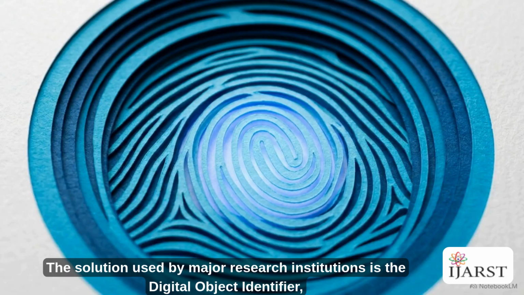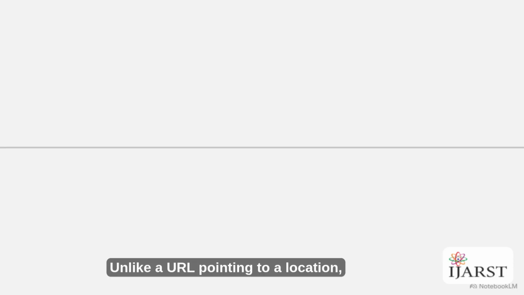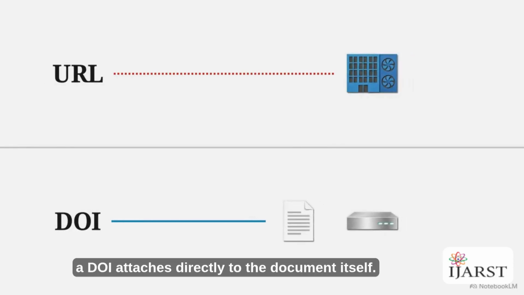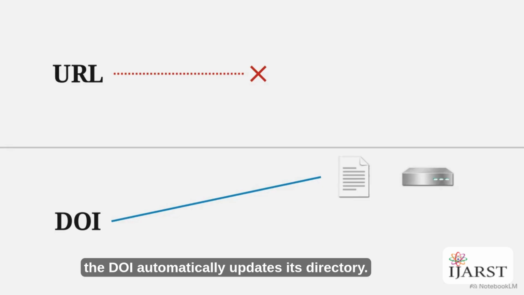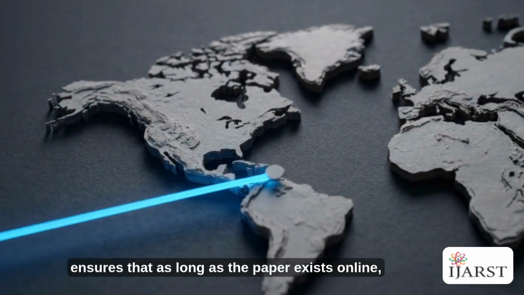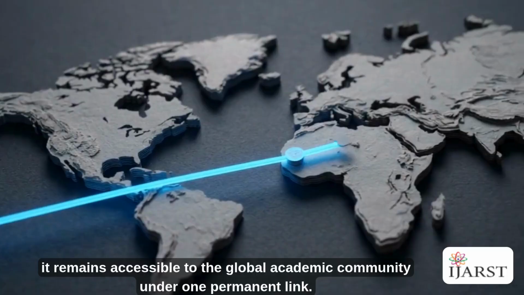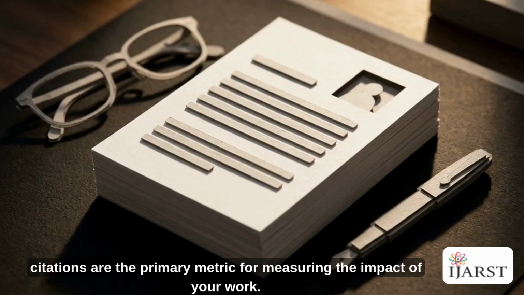The solution used by major research institutions is the Digital Object Identifier, or DOI, issued through CrossRef. Unlike a URL pointing to a location, a DOI attaches directly to the document itself. If the journal moves your paper to a new domain, the DOI automatically updates its directory. It reroutes the researcher without them ever seeing a broken link. This mechanism ensures that as long as the paper exists online, it remains accessible to the global academic community under one permanent link.